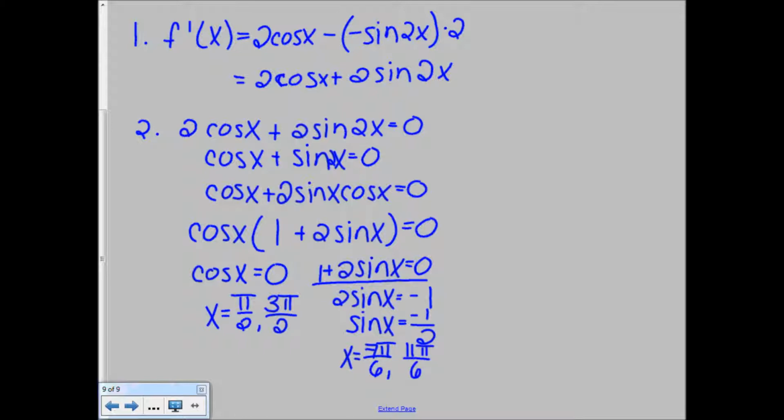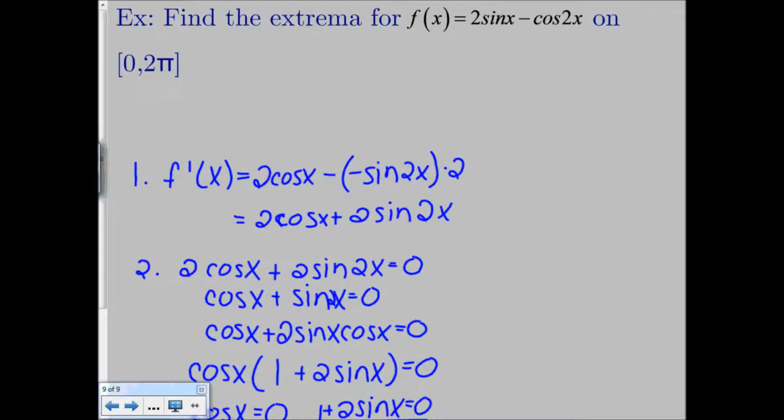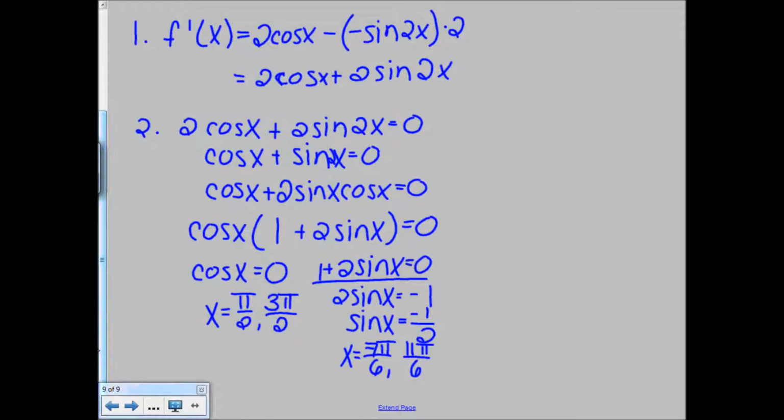So we have 4 answers to check out here. So going back in, we're going to plug all of these critical points into our function. So our function was 2 sine of x minus cosine of 2x. So maybe we'll rewrite that down here.